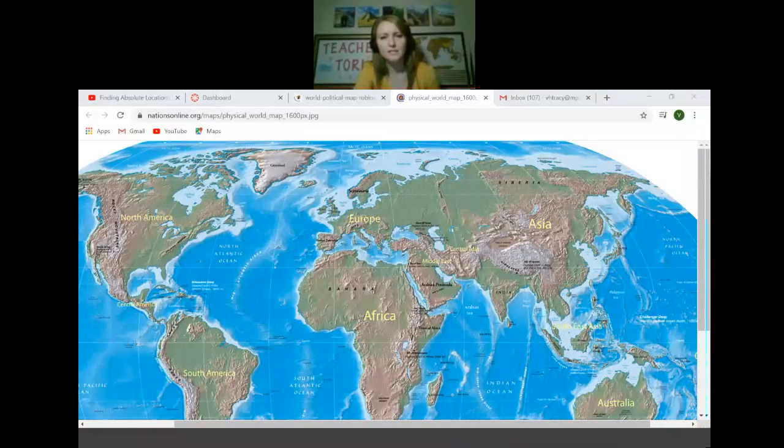Let me let in a Monty. There we go. All right, so these are the two types of maps, and you need to know this for when you're reading maps. All right, so moving on.